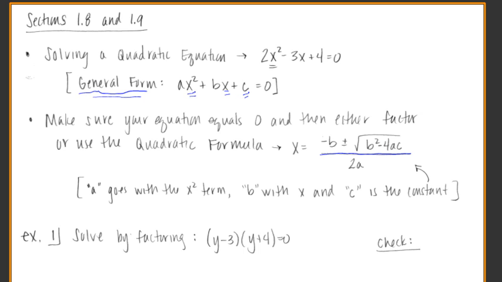Obviously the a, if we look back up in general form, is always the number in front of your x squared term. So a is not x squared, a is the coefficient on the x squared term. B is the coefficient attached to x, and c is just the constant term.